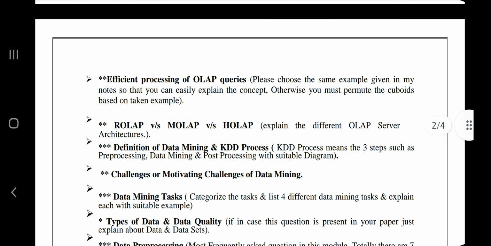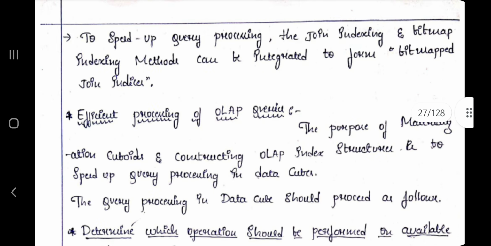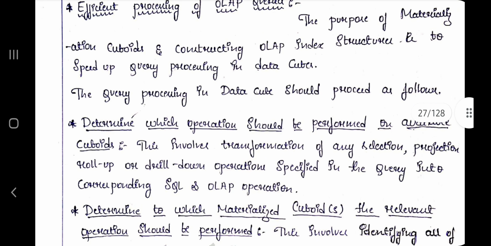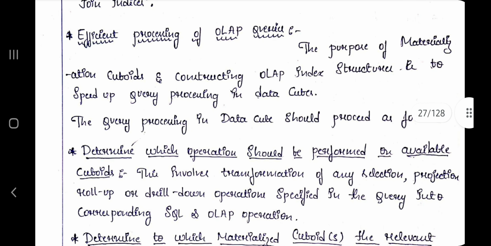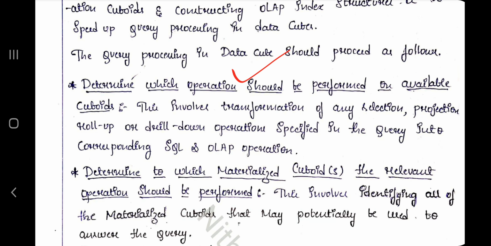Efficient processing of OLAP queries. Okay, let's see what is efficient processing of OLAP queries. Efficient processing of OLAP queries means what are the parameters we will consider for the best processing of OLAP queries. Firstly, determine which operation should be performed.